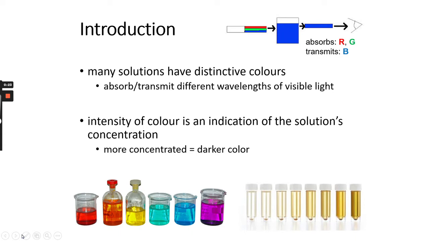Many solutions have distinct colors, and you can measure the amount of light a solution absorbs or transmits at different wavelengths of the visible region. Here you have your white light coming in, and it might absorb or transmit different colors, and then you analyze what comes out. Here the solution is blue, and you see blue because blue light transmits through it. So the intensity of a color is an indication of the concentration of the solution. The more concentrated it is, the darker the color.